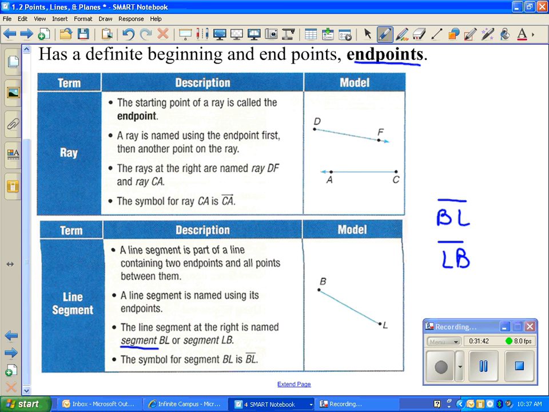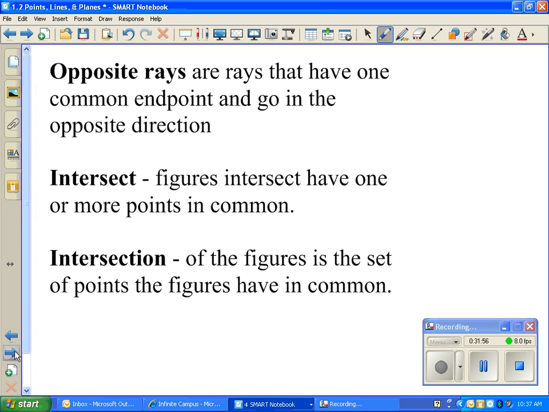Okay. When you read a word problem, either look at the symbols or read the words very carefully because it may say line segment. Well, then you know how to draw it. You know what you're dealing with. It may say line, so be careful.